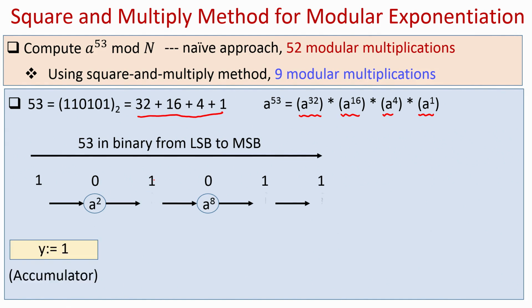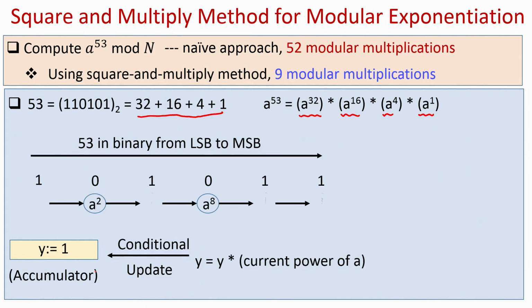So, based on this idea, the algorithm is as follows. We set an accumulator which will have the final answer. The final answer that I want to compute is a to the power b, or a to the power 53 in this case. I initialize my accumulator y to be 1, and once I perform all the iterations, my accumulator will have the final answer. In each iteration I do a conditional update, namely the operation y equals y times the current power of a, depending upon whether the current bit in the exponent b which I am exploring right now is 1 or not.